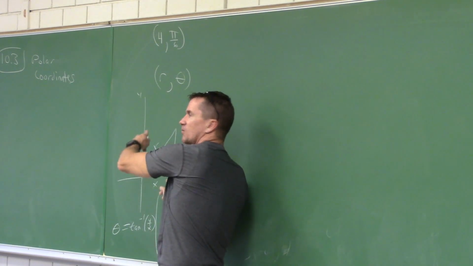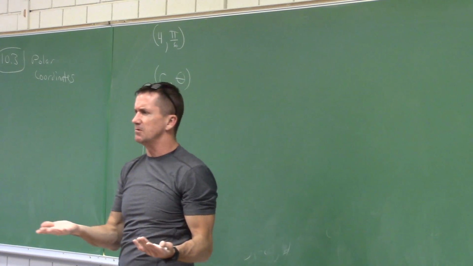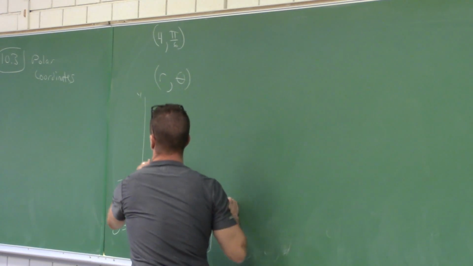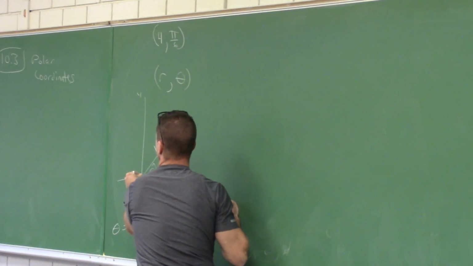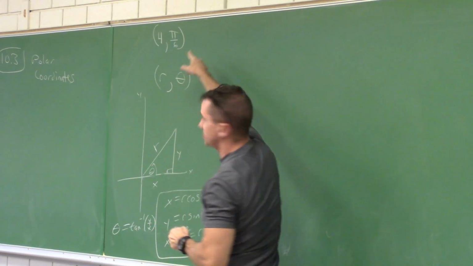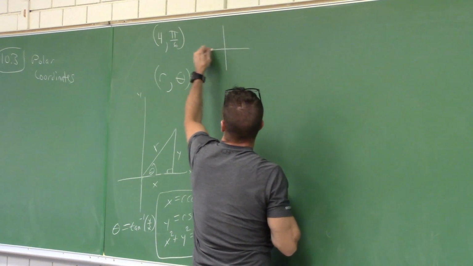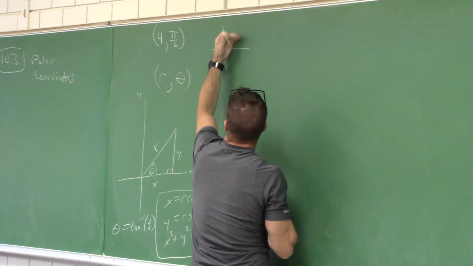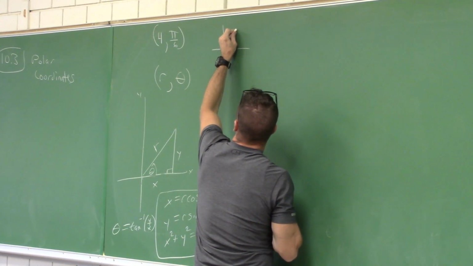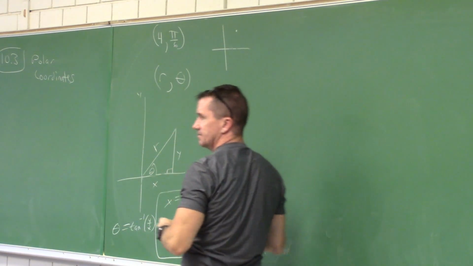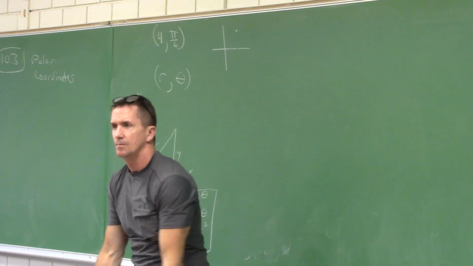It rotated that way. What's pi over 6 as an angle? About 30 what? 30 degrees. So we rotated 30 degrees and went a distance of 4 from the pole. To get an idea, where is this point? Rotated from here, 30 degrees, but how far from the pole am I now? 4. So I'm going to plot it about there, right? Does that make sense?